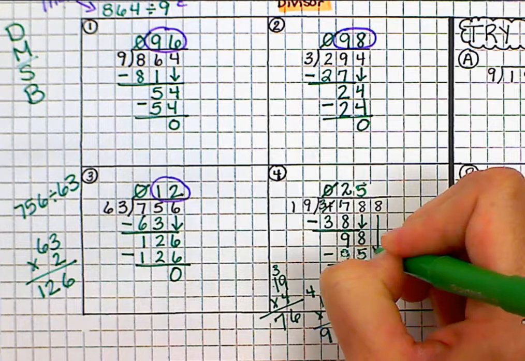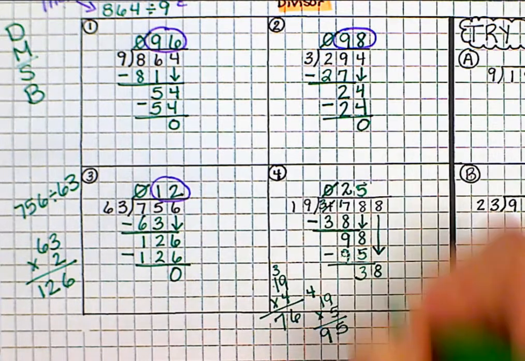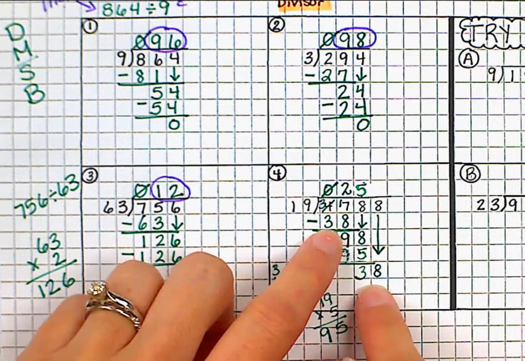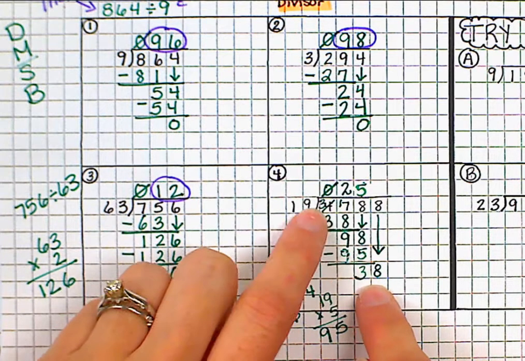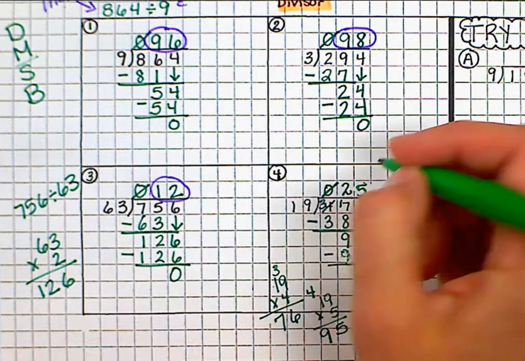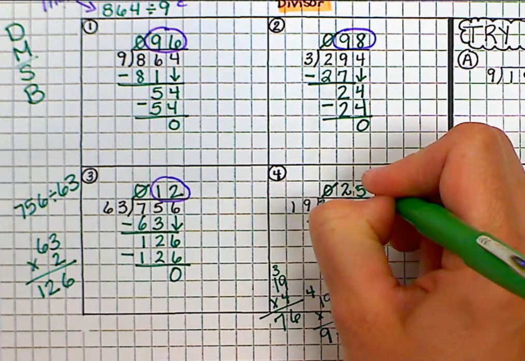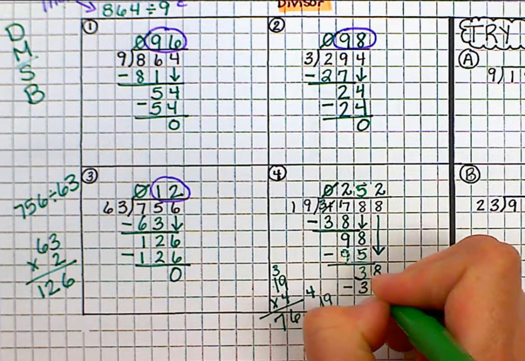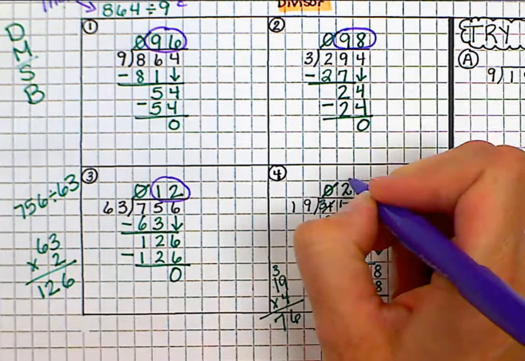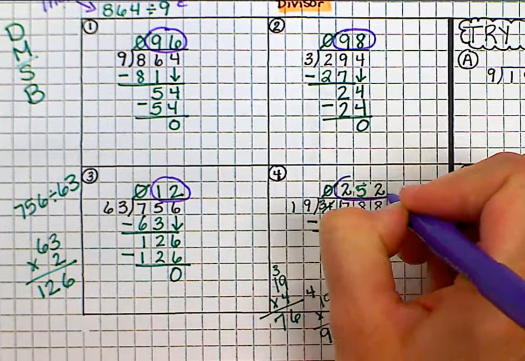Bring down my other 8. Okay. Oh, we've got a clue up here. I had a 38 up here. That means I should know that 19 goes into 38 exactly 2 times. So I'm going to put a 2 up here. Subtract 38. And we get 0, and we have nothing more to bring down. So the answer to our problem, or the quotient, is 252.